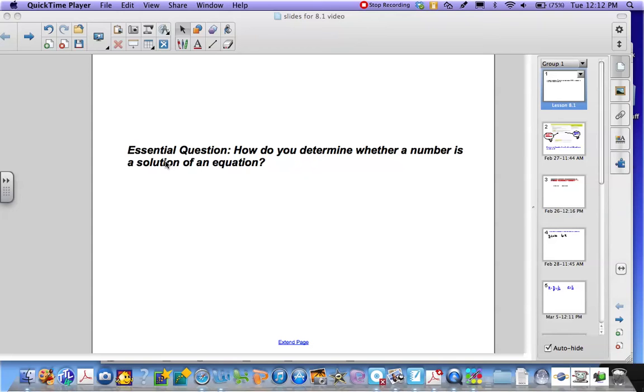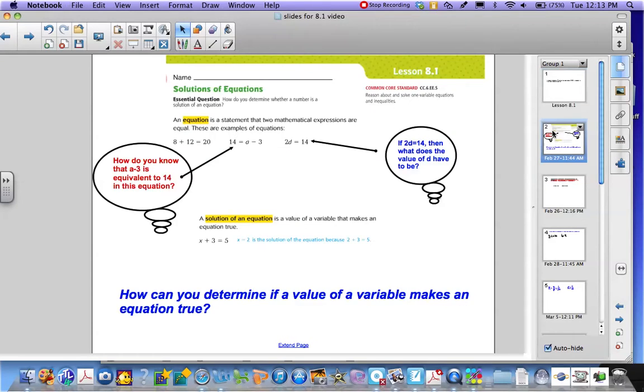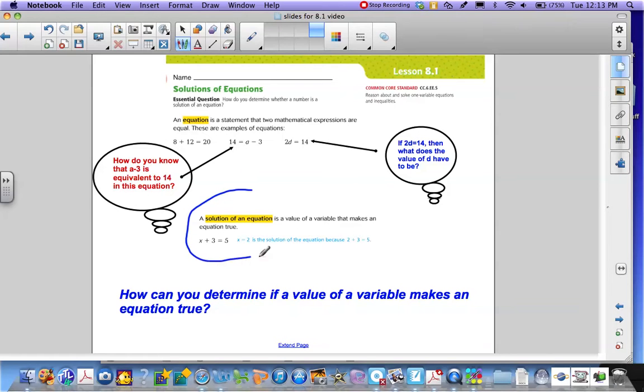How do you determine whether a number is a solution of an equation? We're talking about algebraic equations here. A solution of an equation is a value of a variable that makes an equation true. So if you look at this, x + 3 = 5, x = 2 is a solution of the equation because 2 + 3 = 5.